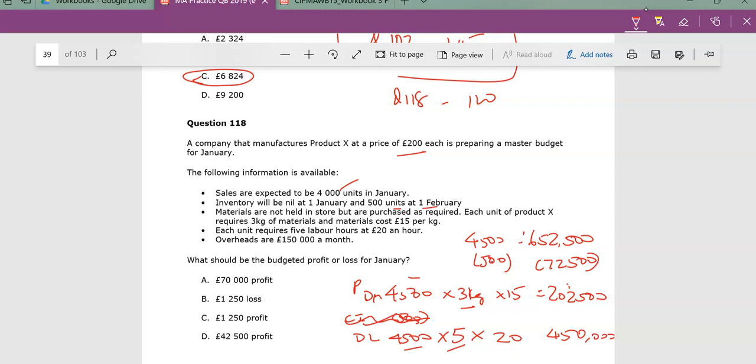All I did is I've taken this as a fraction. I could find the cost of each unit: 652,500 divided by 4,500 and then multiply that by 500. That's how I get the 72,500. So I can find the cost of sale. The cost of sale, therefore, is 652,500 minus 72,500, which is 580,000. I'm selling each of these items for £200, so that's 200 times 4,000, which is 800,000.